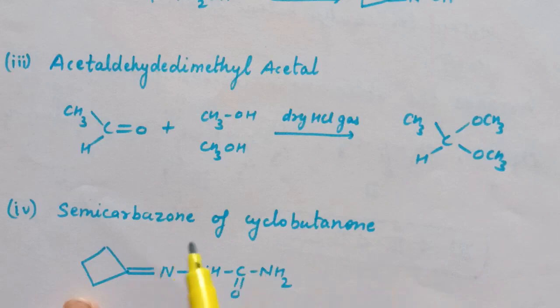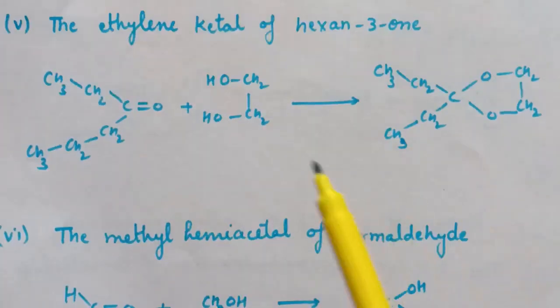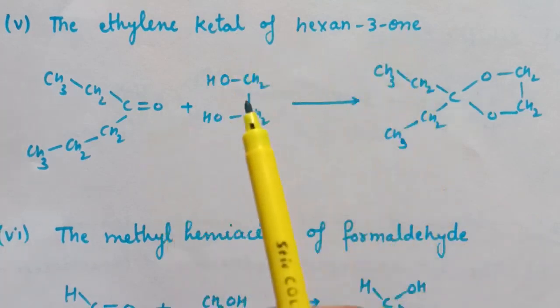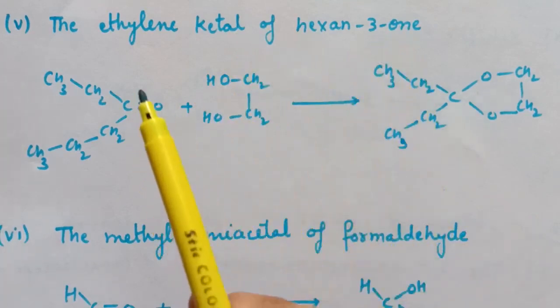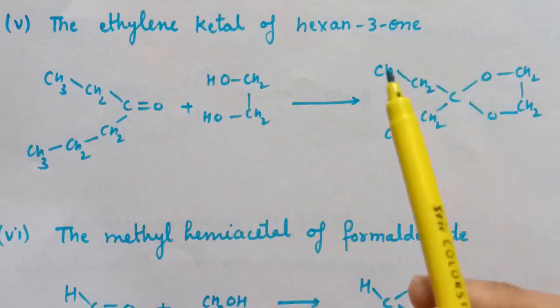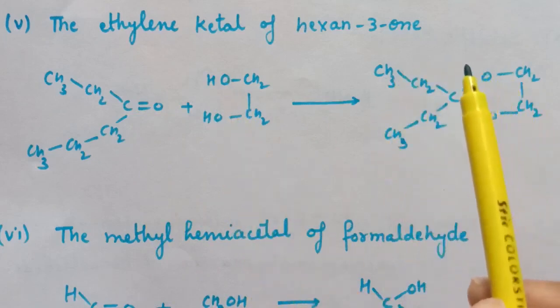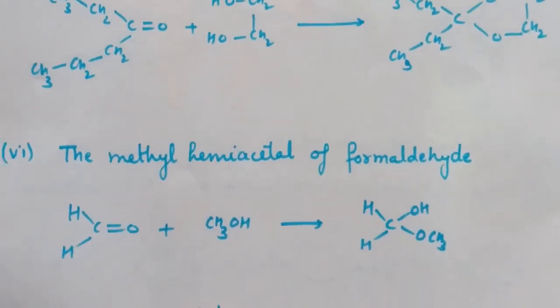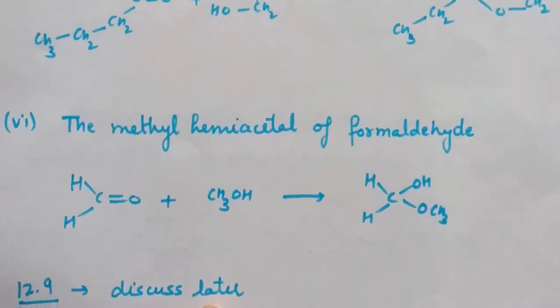Fourth is semicarbazone of cyclobutanone. Reaction of cyclobutanone with semicarbazide results in the formation of semicarbazone of cyclobutanone. This is the structure for semicarbazone of cyclobutanone. Next is the ethylene ketal of hexane 3-one. Here is the reaction of hexane 3-one with ethylene glycol, and this is the structure for ethylene ketal of hexane 3-one.